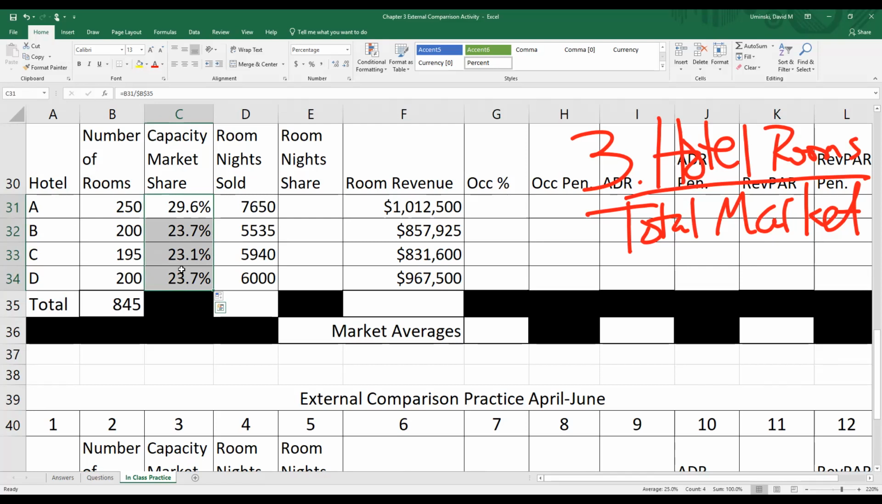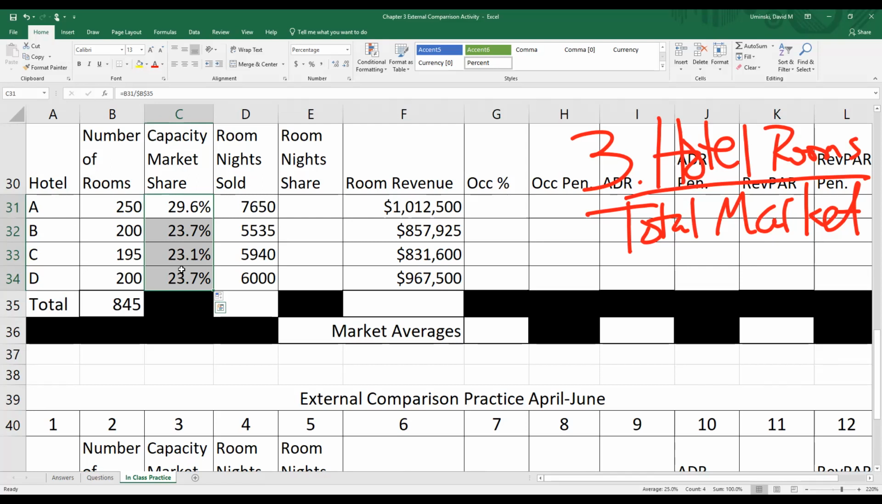So if we take this into consideration, that means Hotel A has 29.6% of the rooms in the market. Hotel B has 23.7 because they have 200 of the 845. Hotel C has 23.1 and Hotel D has 23.7. So that's the percentage that they have of the rooms in the market.